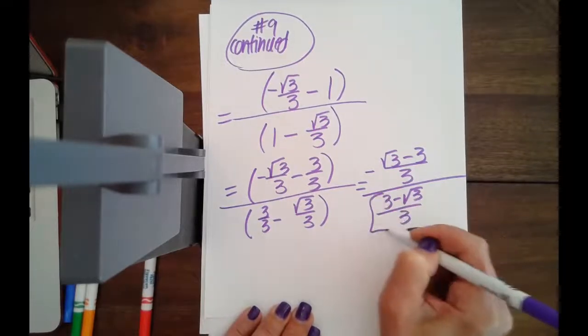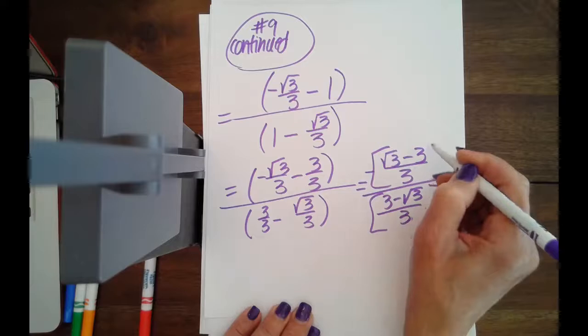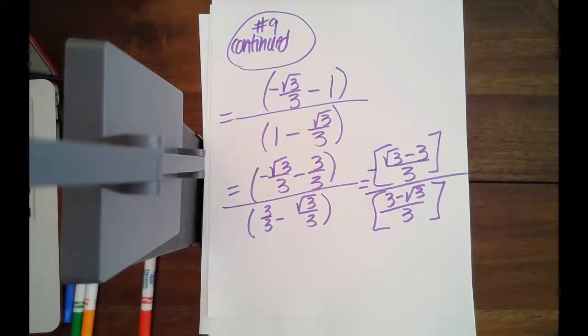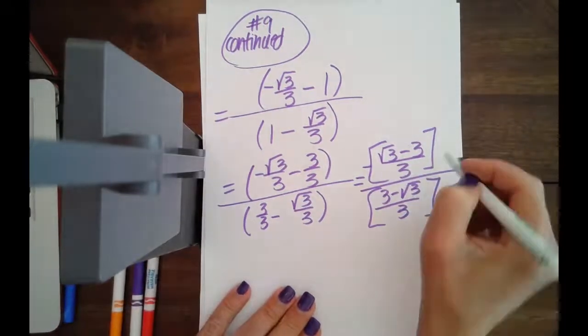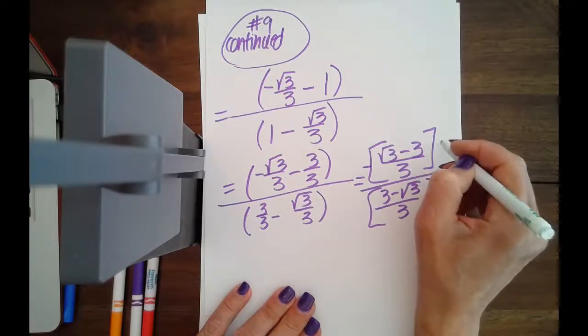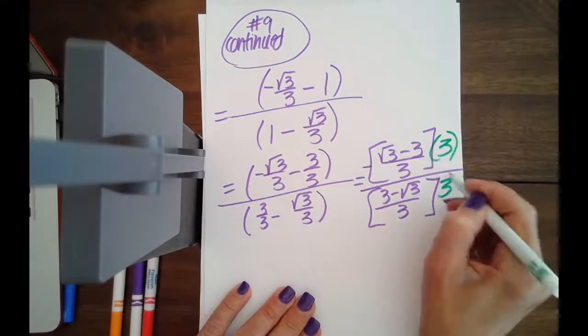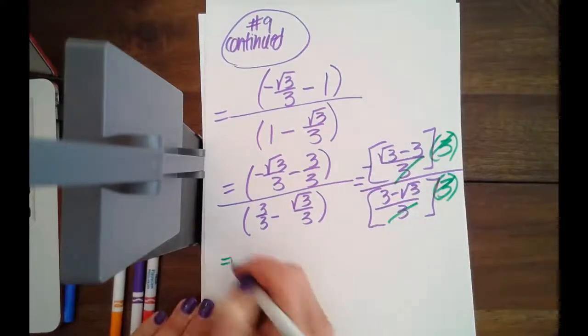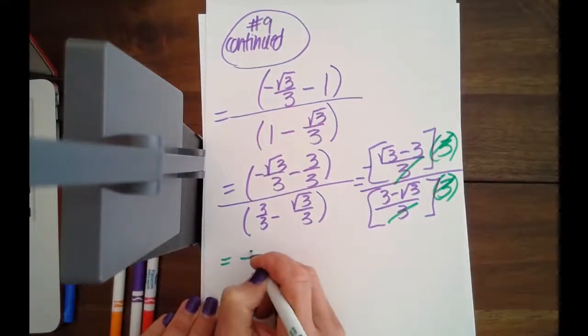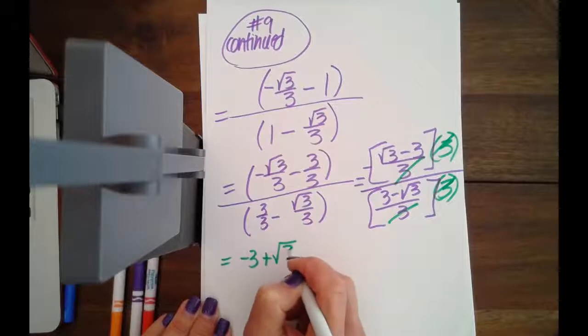Okay, so we have a complex fraction. So what we're going to want to do next is get rid of that 3 in the denominator, right? So to get rid of the 3 in the denominator, we're going to multiply the top and the bottom by what we're trying to eliminate. So that will cancel and that will cancel. Okay, now we are left with negative 3 plus radical 3.